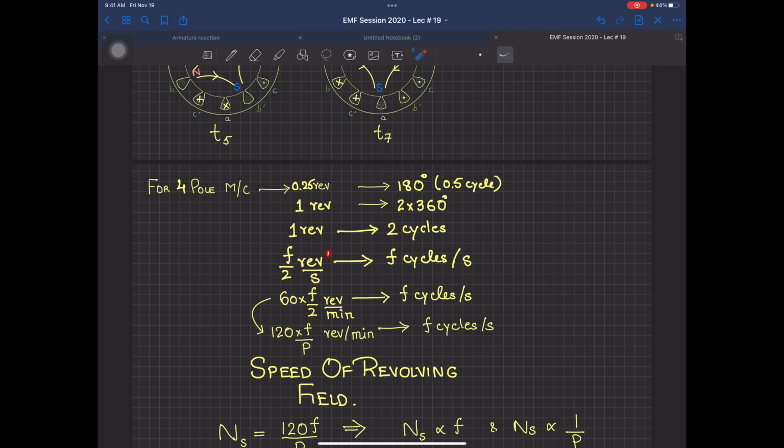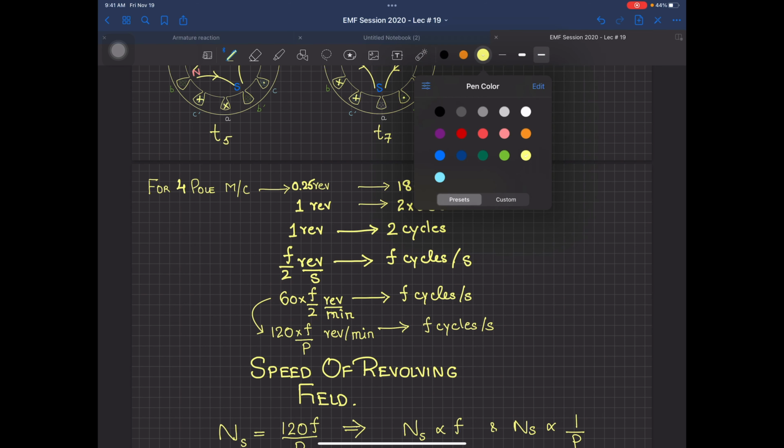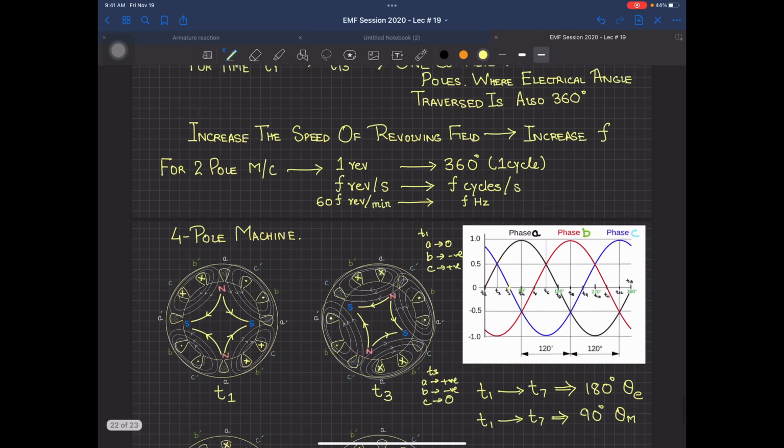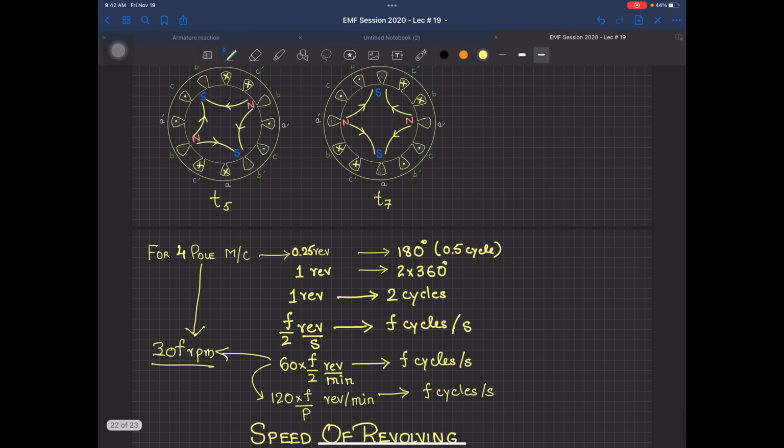Now you want to convert this revolutions per second into RPM. So you will multiply this by 60. So this is 60 multiplied by F by 2, which can also be written as 30 F RPM. For a 4 pole machine, the speed is given as 30 F RPM. That is, whatever frequency you are applying multiplied by 30. The previous one was 60 F. Now, this is for 2 pole and 4 pole.